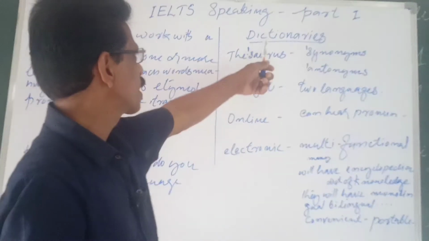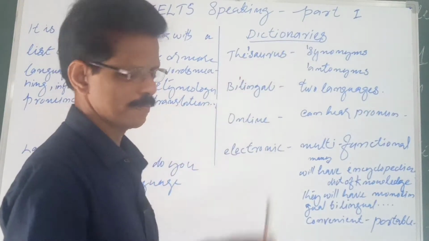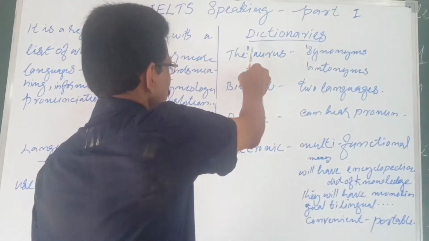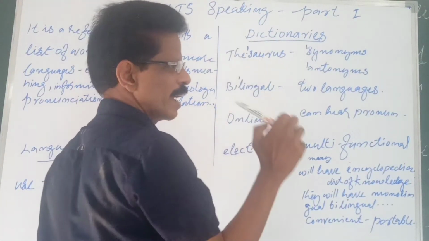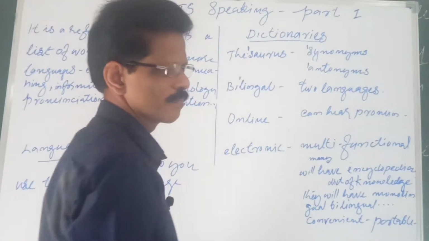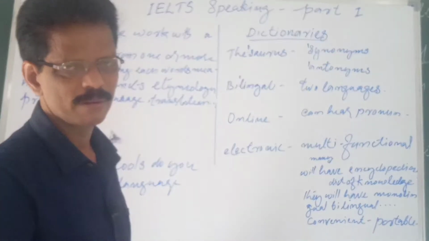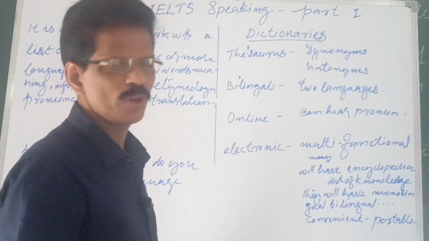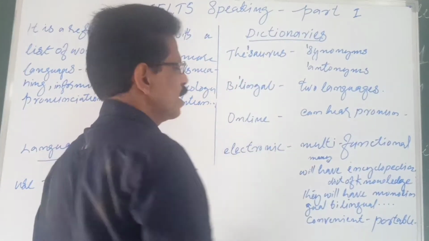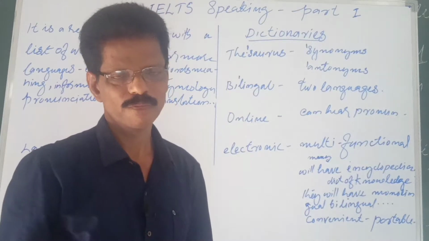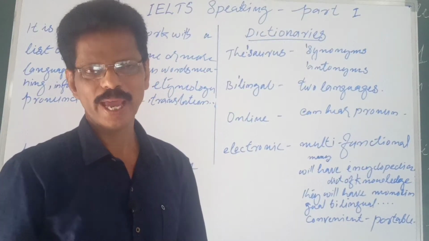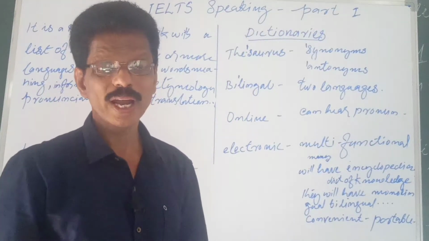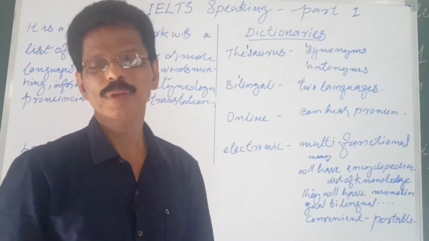See the kinds of dictionaries. Number 1, thesaurus. I have marked a small line here, 2 dots here. What does it mean? In dictionaries, like the Cambridge dictionary or Oxford dictionary, you will find dots in between syllables. What is a syllable? S-Y-L-L-A-B-L-E, syllable. The word syllable has got how many syllables?